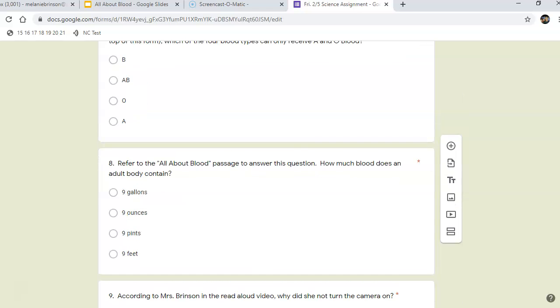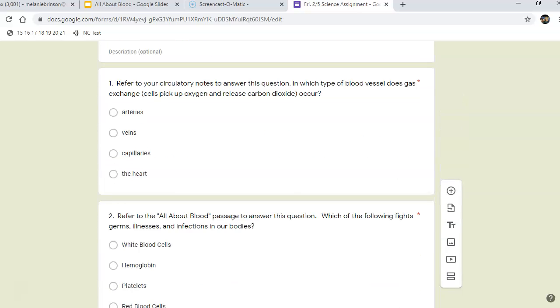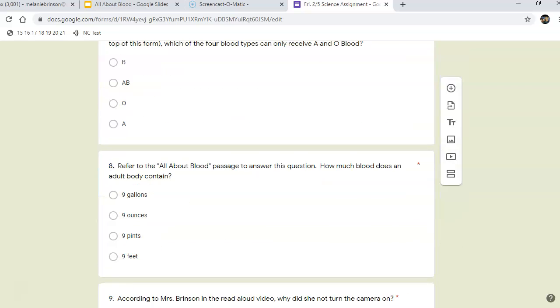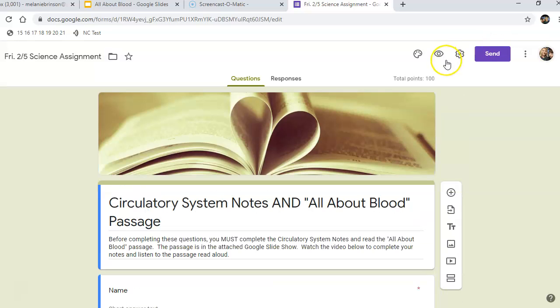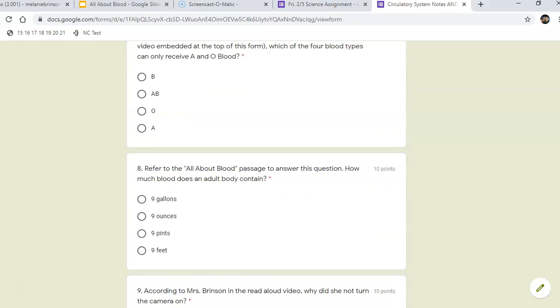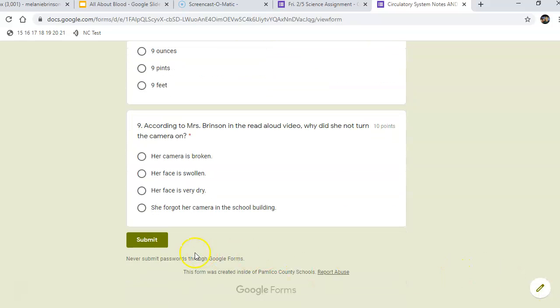Before you submit this, make sure you are comfortable and confident with your answers, because you can only do this once. Make sure you click the submit button. I don't know why. Mine's not showing that. Maybe it will now. Yeah. Make sure you click the submit button by 11:59 tonight, and make sure you're confident before you hit submit, because there's only one opportunity to do this assignment.